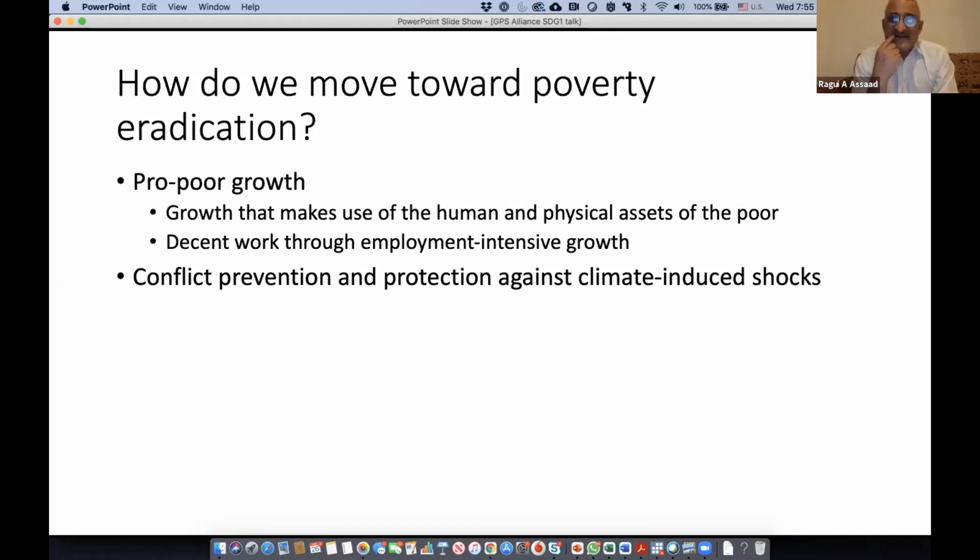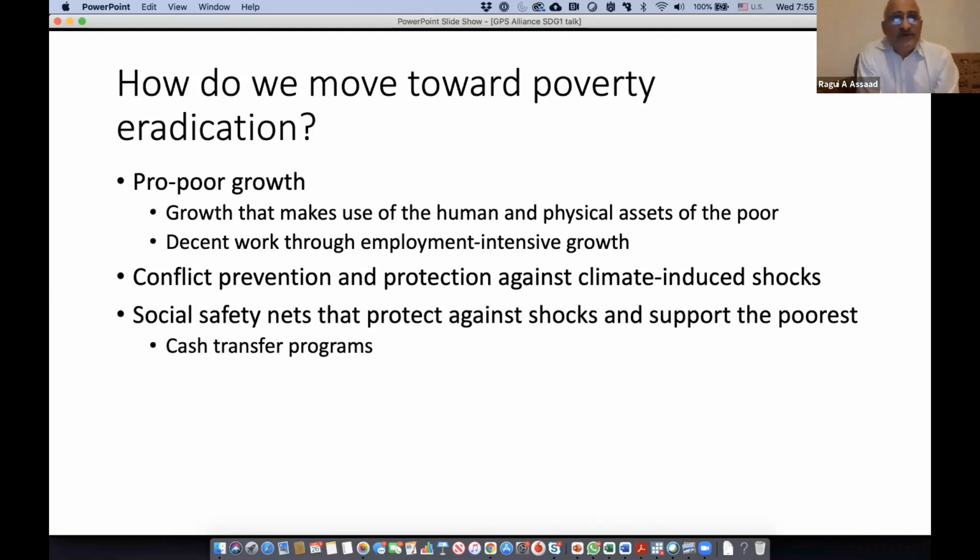The second issue, as I mentioned, is that there's going to have to be a focus on conflict prevention and protection against climate-induced shocks. These are two huge risks, and you can just think of the situation of Syria and Yemen in the last few years to see how quickly people can be pushed into abject poverty as a result of conflict. Of course, the third line of attack is instituting social safety nets that protect people against shocks and support the poorest. These should be a sort of human right, entitling people to a minimum standard of living, as Amanda said, that is guaranteed, especially if you're hit by shocks.